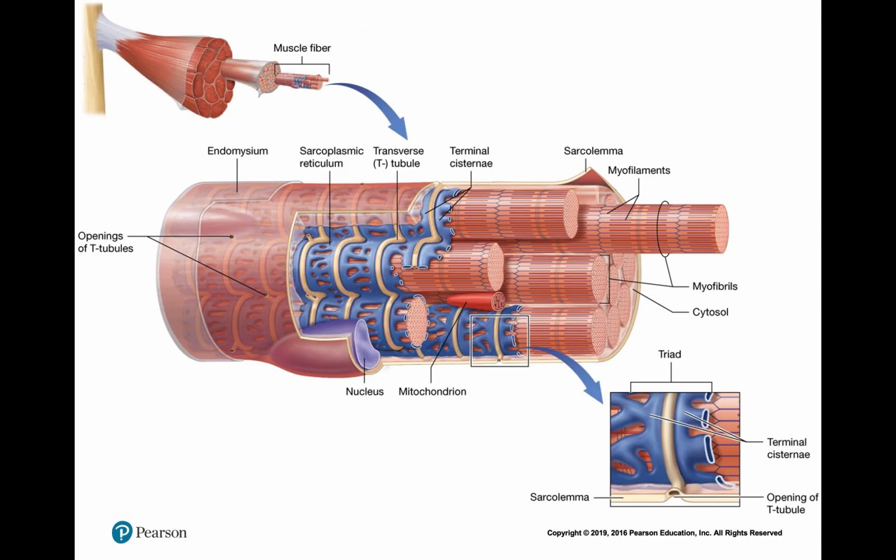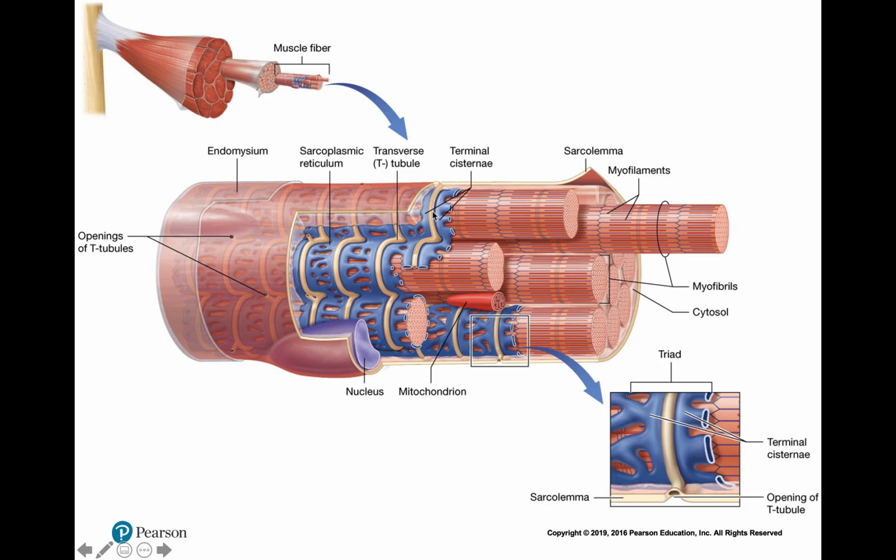Okay, there. There's my larger image. I was hoping that you could see it a little bit better. So here's our transverse or our T tubule sandwiched in between the two terminal cisternae of the sarcoplasmic reticulum. And look right here, this outer yellow structure, this is the sarcolemma. It's the plasma membrane. It is the plasma membrane of the skeletal muscle cell.